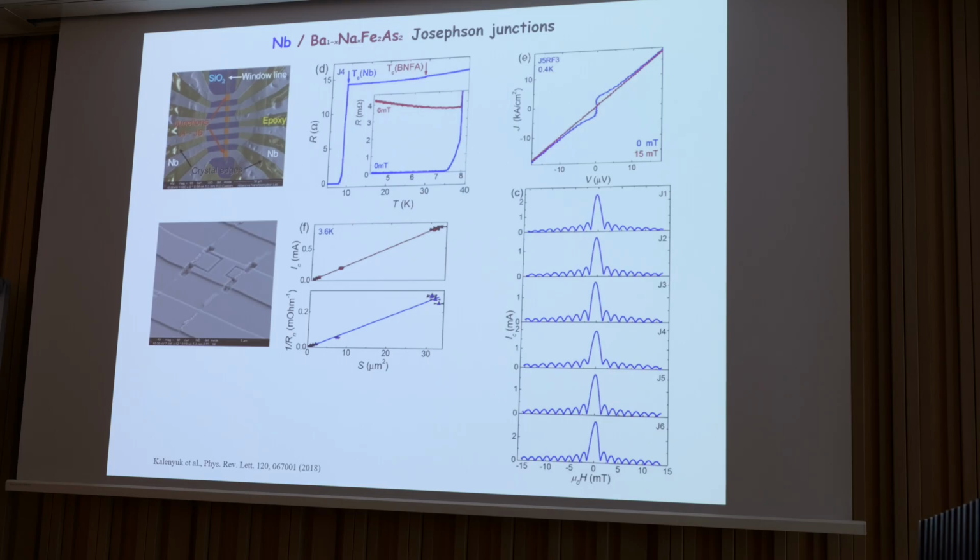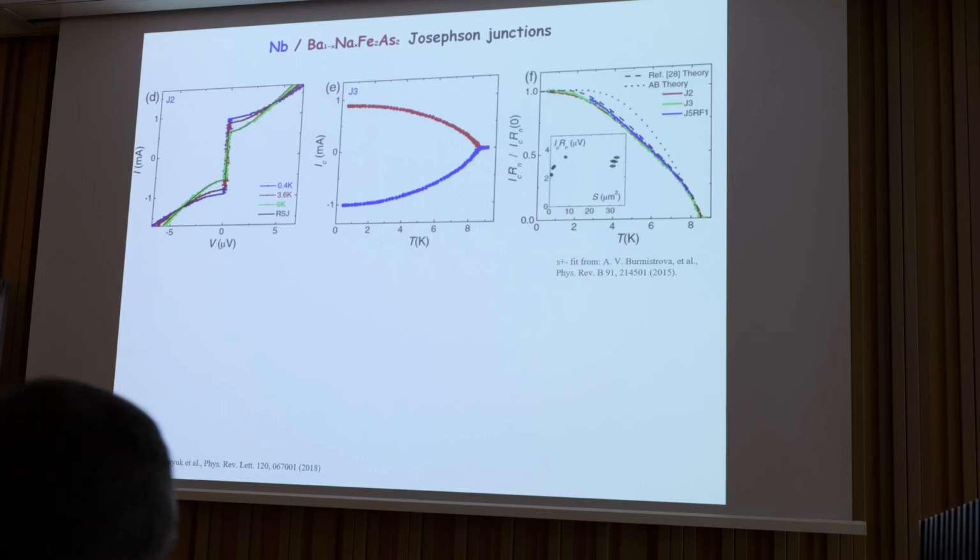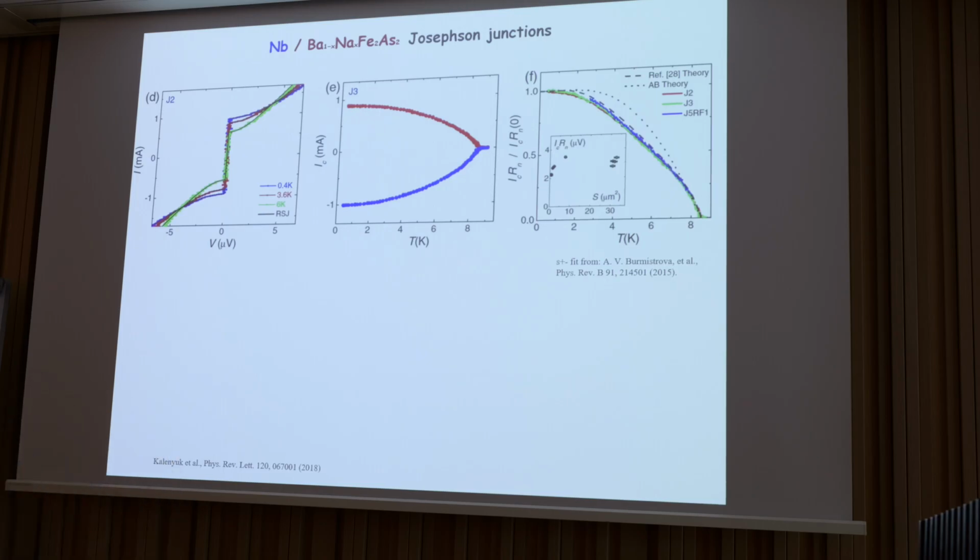So let me come to the subject of this talk. The Josephson effect. We have very good junctions, and what is interesting is that the temperature dependence is different from the conventional temperature dependence of the ICRN product. This is the first signature that this is multi-band superconductivity. This dashed line here is a simulation by Burmistrova et al., who calculated for the S plus minus case, but in the AB plane.